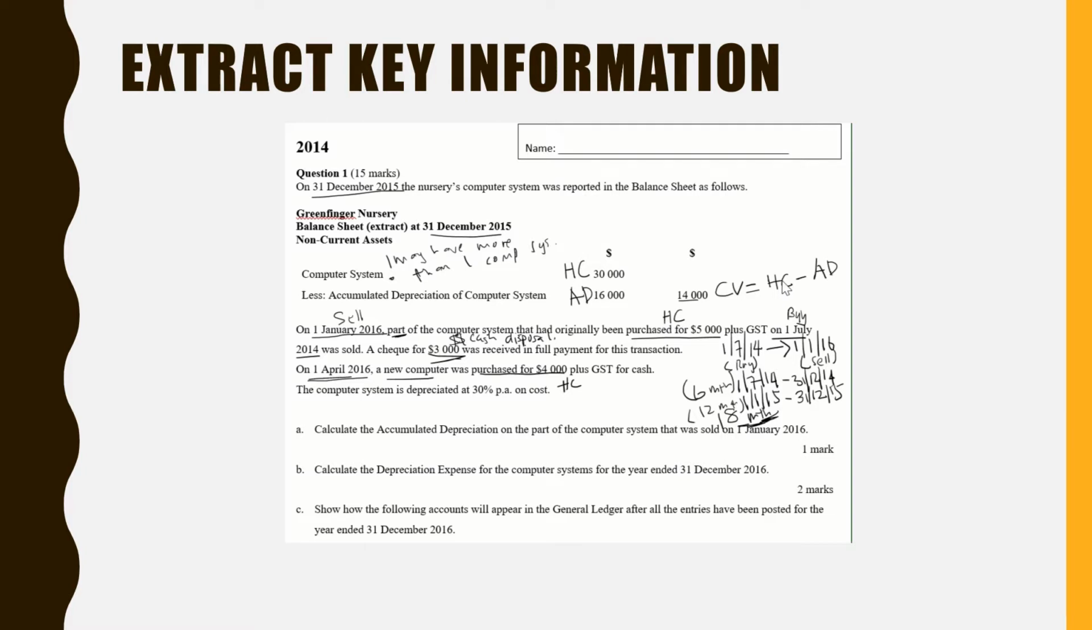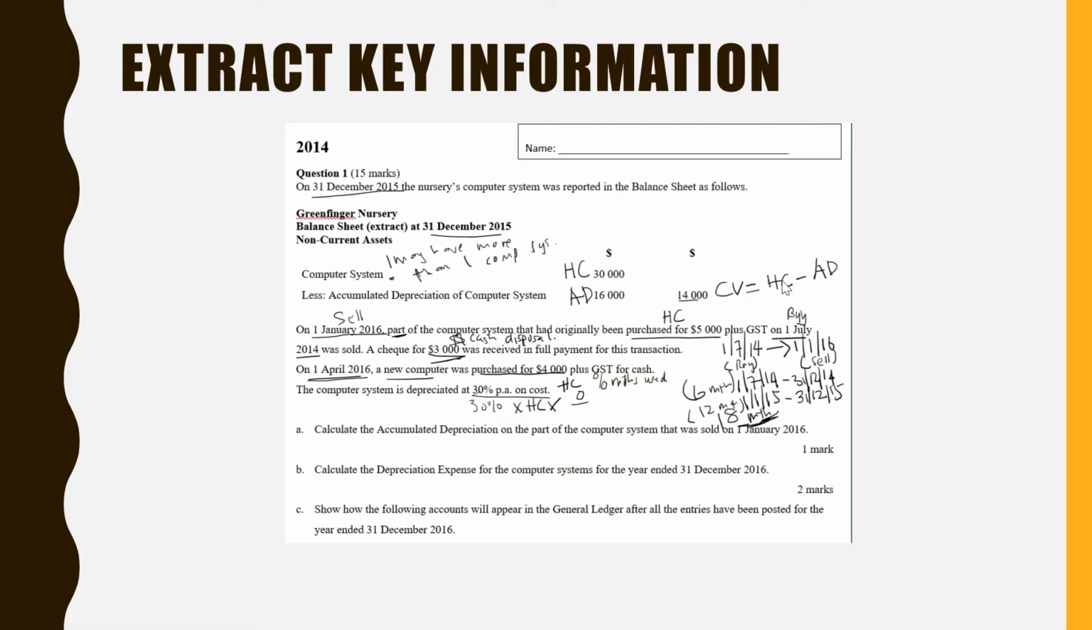Again, it sounds like it's purchased somewhere in the middle of the year. Possibly, I might need to consider the number of months that it's been used. Okay, so do like number of months used. The computer system is depreciated 30% per annum on cost. So when I see the word cost there, it's the same thing as saying 30% multiplied by the historical cost.